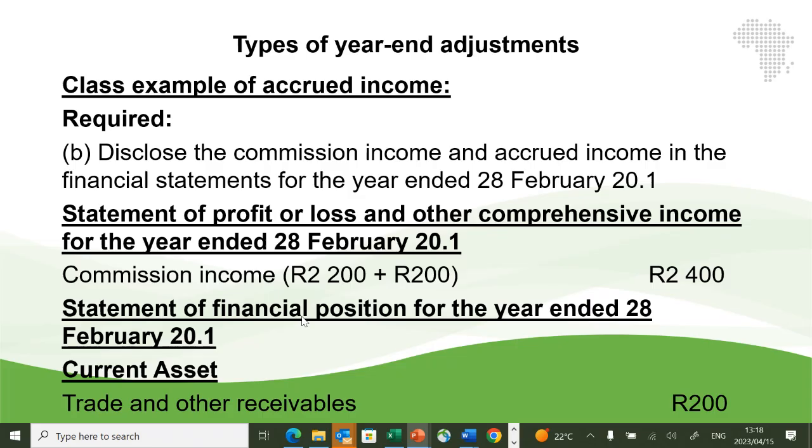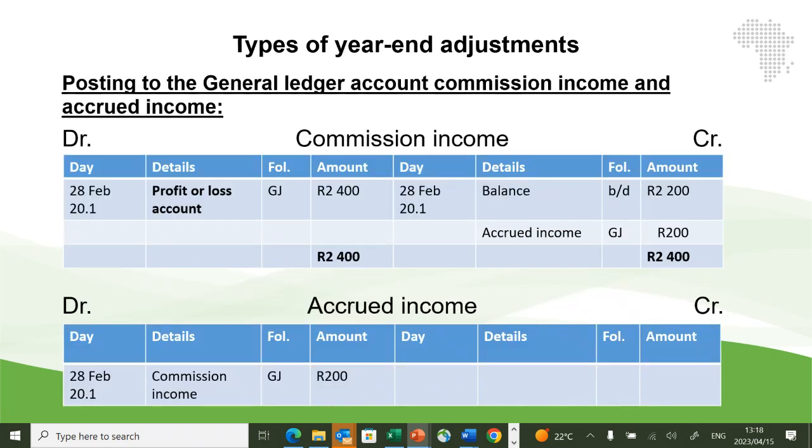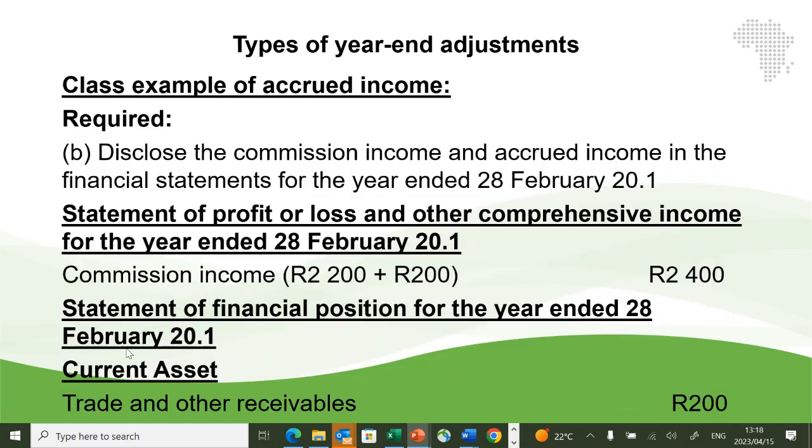Then for the other part, accrued income, we go to the statement of financial position. Remember, because we said statement of financial position, we only record assets, equity, and liabilities. But in our previous journal entry that we wrote here, we said debit accrued income, which is an asset, of 200. Then we go to the statement of financial position. Under current assets, accrued income will form part of your trade and other receivables. That's why we include that 200 here. So this trade and other receivables includes what? Accrued income. Because we said accrued income is an asset and it's a current asset.